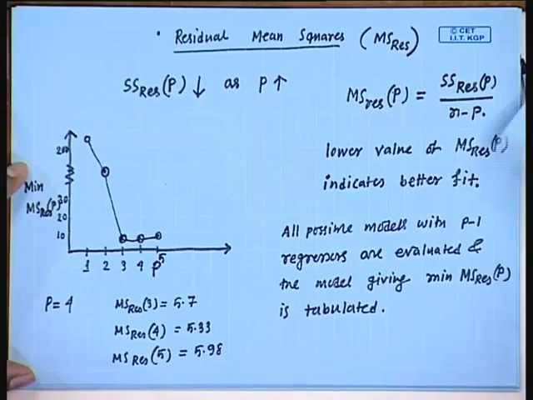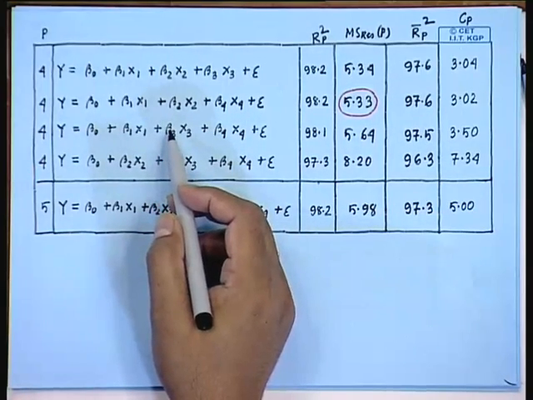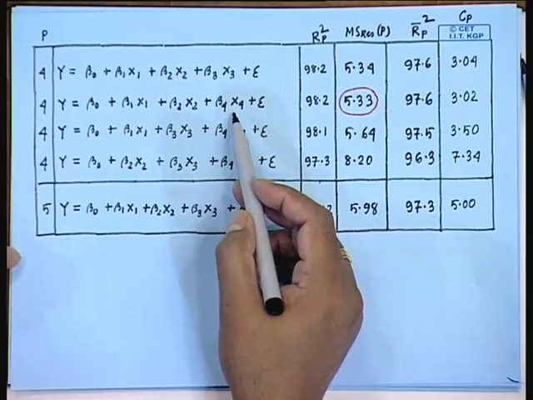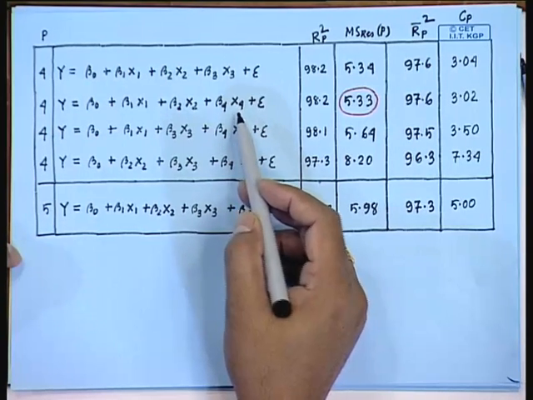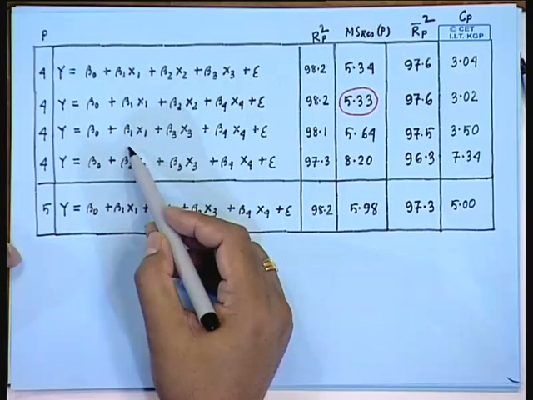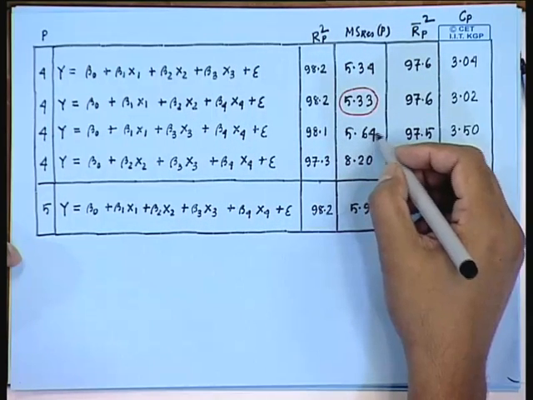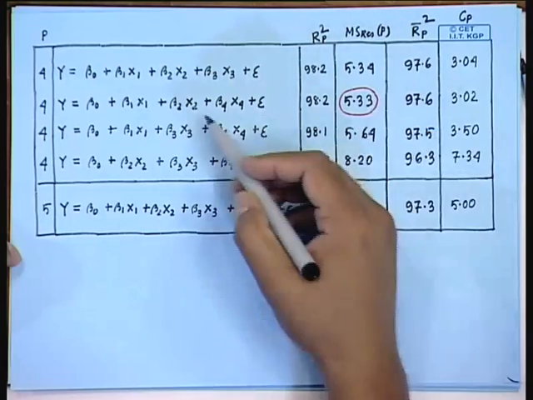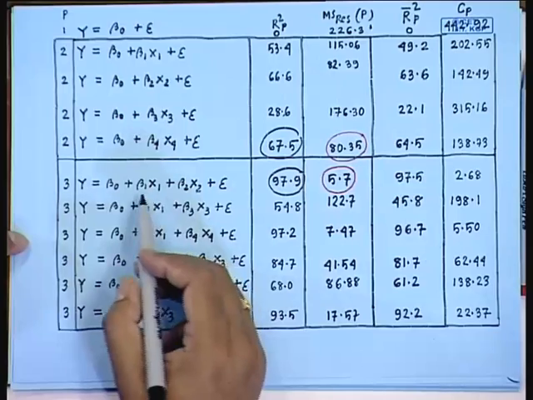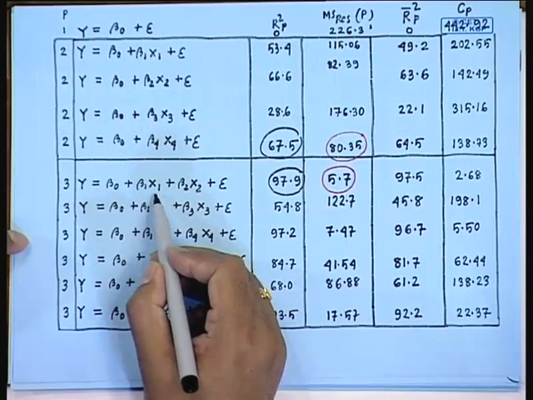The meaning of this one is that this MS residual criteria suggests that you go for the model involving the regressors x1, x2, x4. Also these other two models, like the model involving x1, x2, x3 and the model involving x1, x3 and x4, they have also a comparable value of MS residual. So, either you can go for this model or these two models, and if you prefer the model with two variables, then of course you have to go for the model which involves x1 and x2.